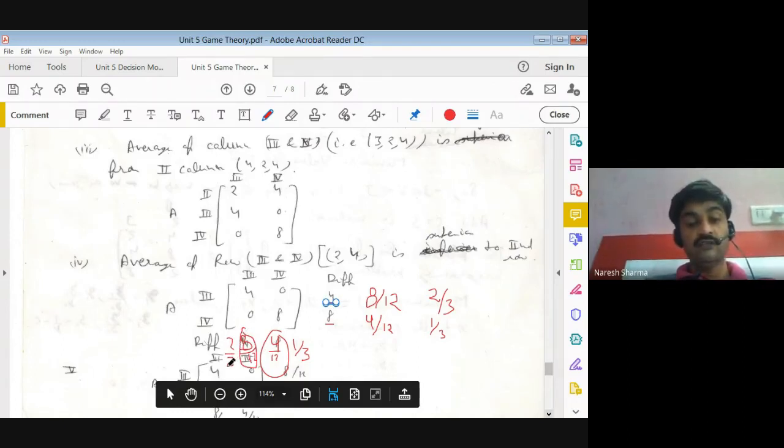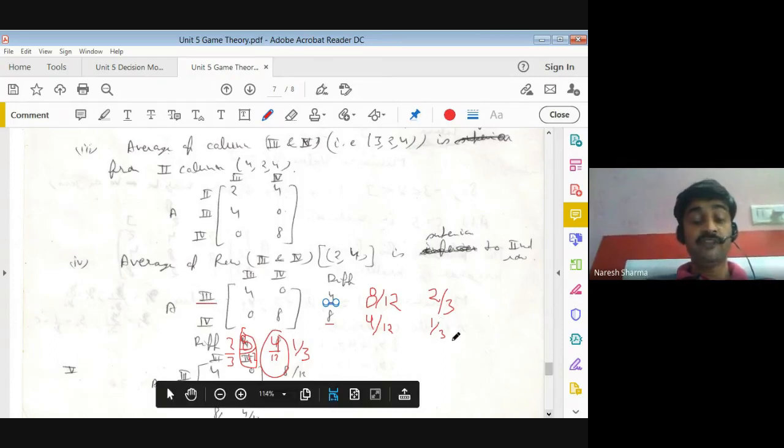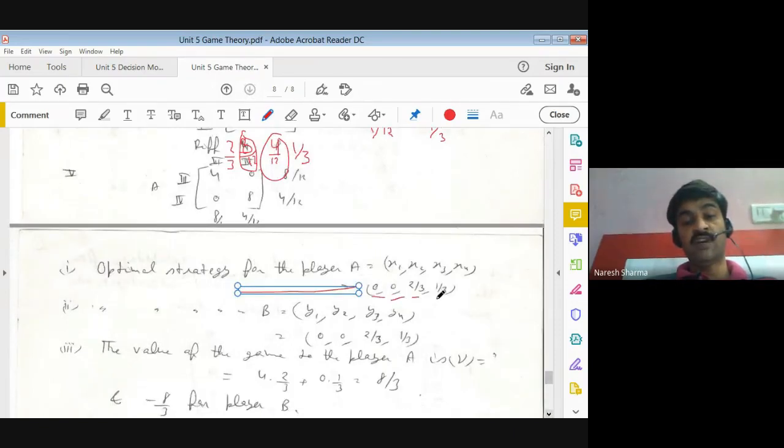So once you do that, the favorable chances for player A to opt for this third option is 2 by 3, fourth option is 1 by 3. For first and second option, as they do not appear here, our chances are nil, that means 0. So we may say the optimal strategy for player A is 0, 0, and for third it is 2 by 3 and fourth it is 1 by 3, as it's a probability.